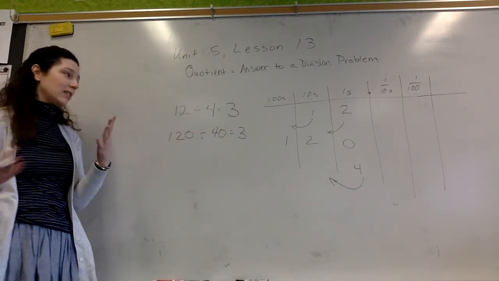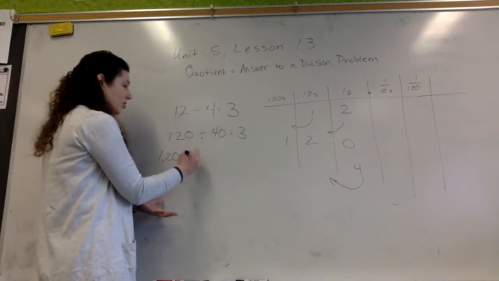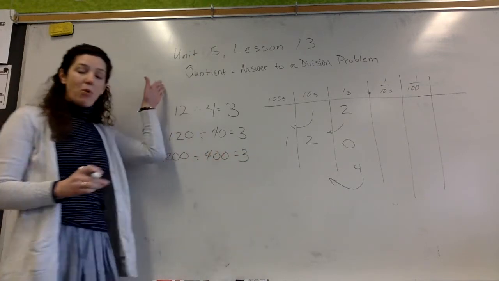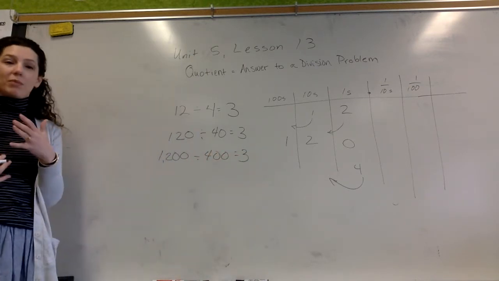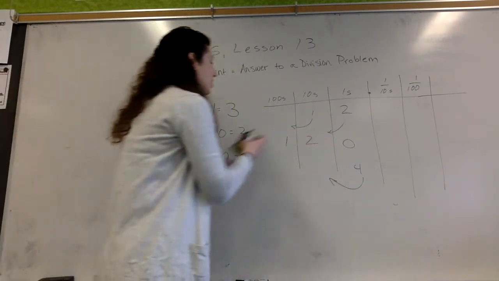40, 80, 120, it's still the same thing. If I shifted it 2 places, so I have 1,200 divided by 400, it's still 3. And most of us know this pattern. We sometimes call them extended facts. We've done a lot of work with them. It makes it easy to solve those things.